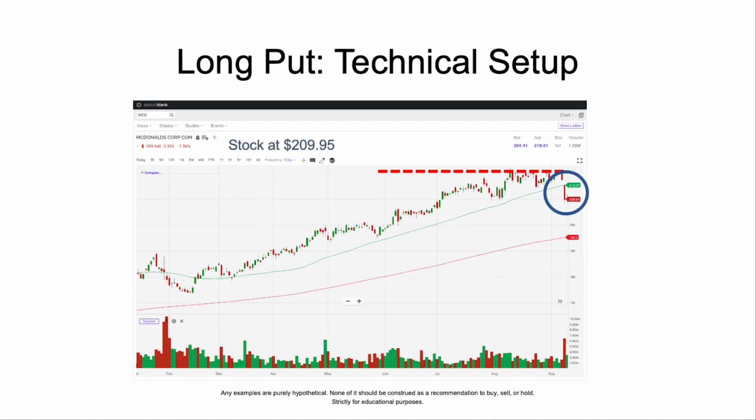The next technical setup that we're going to look at, we have a stock that's trading at about $209.95. It has been in an uptrend. In fact, it's been in an extended uptrend, as evidenced by the rising green line. That's the 50-day simple moving average.